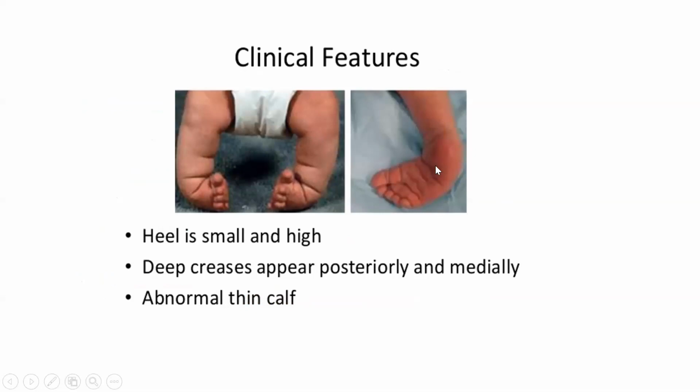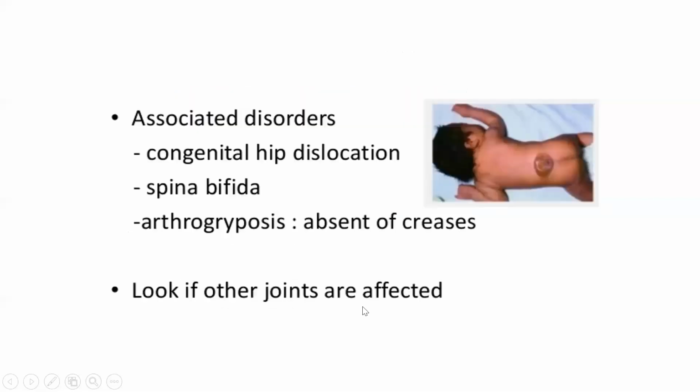So it is a three-dimensional deformity. You see this one. Now the problem is because of the equinus, the heel is not touching the ground. Since the heel is not touching the ground, the talus and calcaneum do not become flattened. Because of that, the heel looks small and high, because of the equinus deformity. There are deep creases because the foot is deformed. Now it is related with all this uterine constraint and neurological issues.